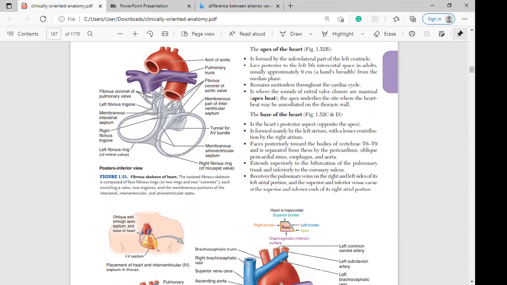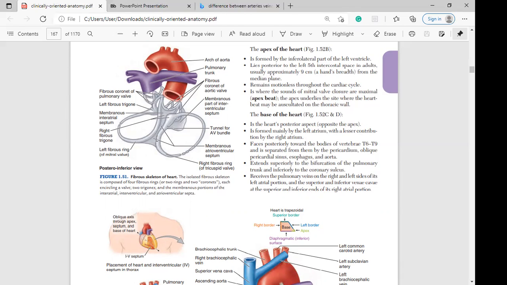Now, the heart actually has two main parts, okay? Two main parts. It is the apex of the heart and the base of the heart. The heart has two main parts, not layers now, not layers. What I talked about before are layers. The endocardium, myocardium, and the epicardium are layers. But the heart itself is divided into two parts. We have the apex and the base.